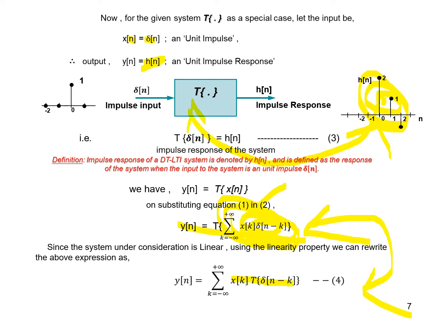I'll get the output. Or I will add all the impulses, then apply to the system. Then both are the same. Either I can add all the impulses, then apply to the input, then I'll get the output. Or I can give the individual impulses to the system, then add all the responses. How the system responds for each individual impulse, then weigh it, then add it. Then we get both outputs are the same.